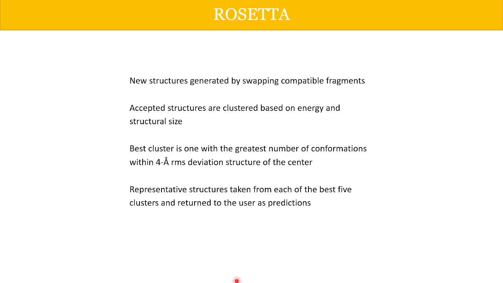Now there are a few tools like Rosetta. New structures are generated by swapping compatible fragments. These are computational tools. The accepted structures are clustered based on energy and structural size. The best cluster is the one with the greatest number of conformations within 4 angstrom RMSD.